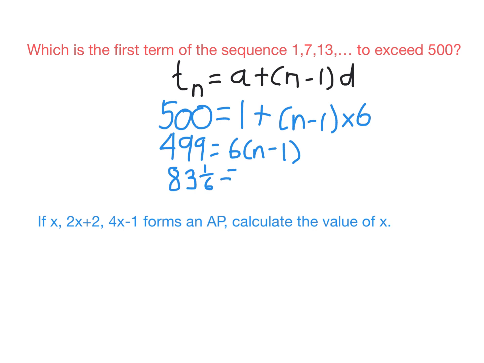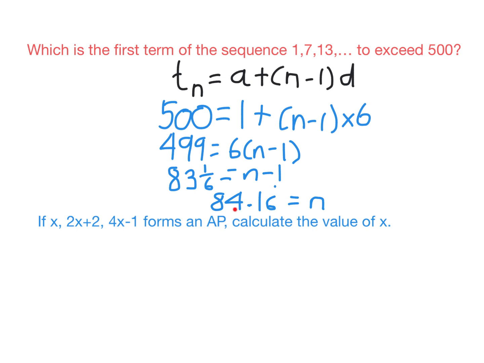And then that is equal to n minus 1, so we have to add 1 to both sides. We get n is 84 and 1/6, or 84.16 recurring. Now, n should be a whole number. So why didn't we get a whole number? Well, it turns out if you were to keep going with this sequence, none of the terms would actually equal 500. So what do we do in this case?